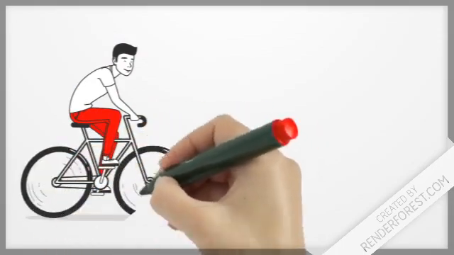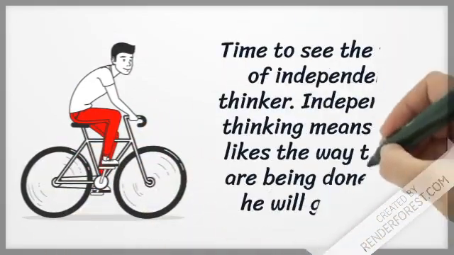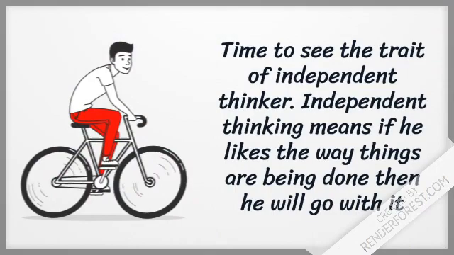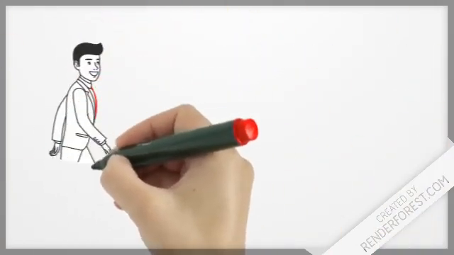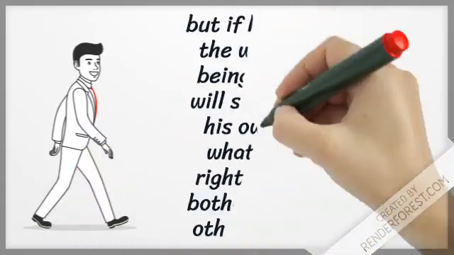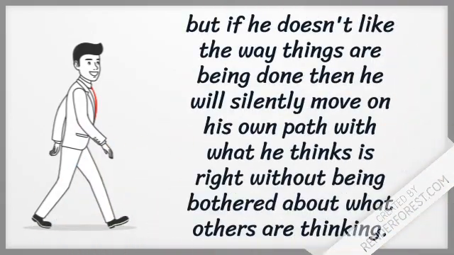Time to see the trait of the independent thinker. Independent thinking means if one likes the way things are being done, then he will go with it. But if one doesn't like the way things are being done, then one will silently move on his own path with what one thinks is right, without being bothered about what others are thinking.